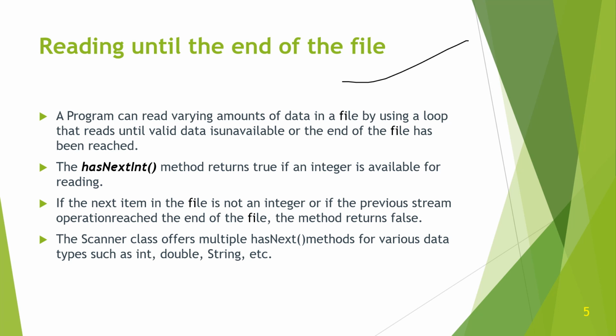The hasNextInt method returns true if an integer is available for reading, and if the next item in the file is not an integer, or if the previous stream operation reached the end of the file, the method returns false. The Scanner class offers multiple hasNext methods for various data types such as int, double, string, etc.